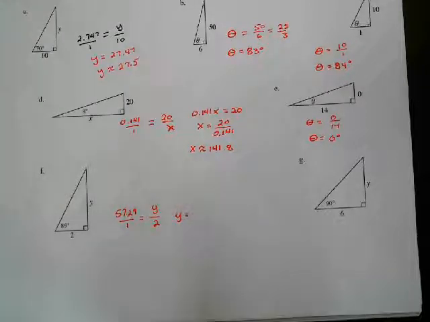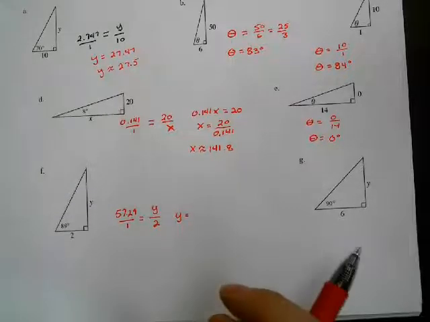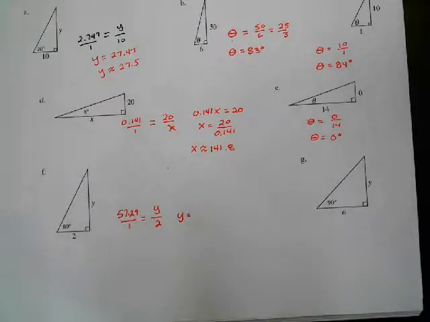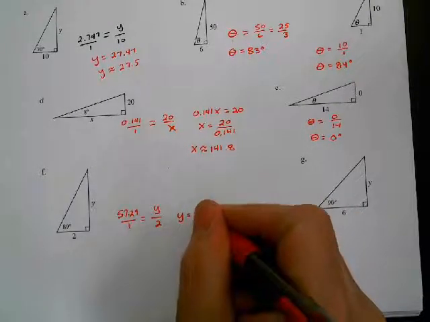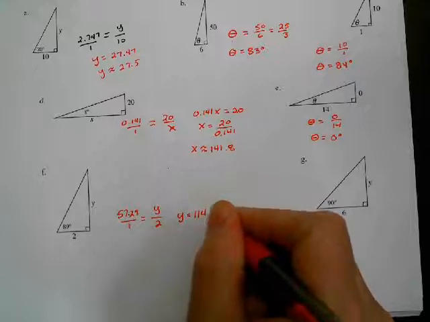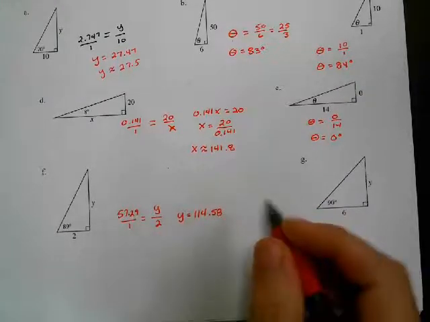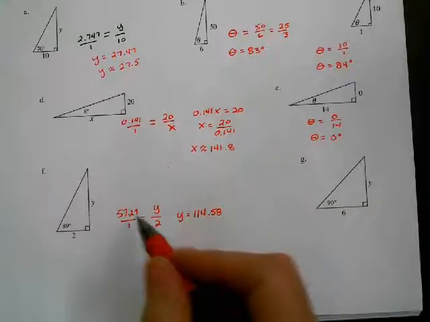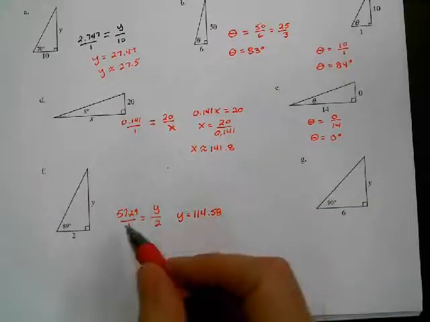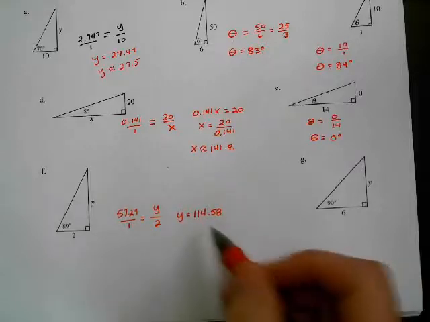Cross products, I get y is equal to 2 times 57.29. I'd say that's about 100 and, let's just use my calculator because it's way too early. Times 2, 114.58. So y is equal to 114.58. I should have been able to do that without a calculator. All right, so we just did cross products. 1 times y is y. 57.29 times 2, 114.58. Last problem.